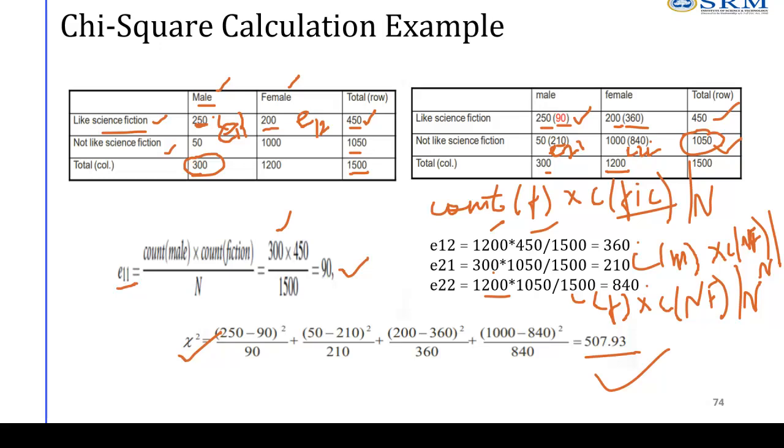This is how we find the correlation analysis using the chi-square test, the correlation test. You also call this a Pearson correlation analysis. Hope you understood this chi-square calculation example.